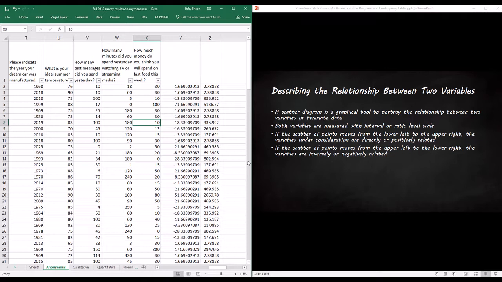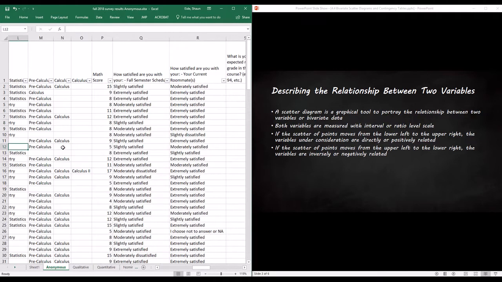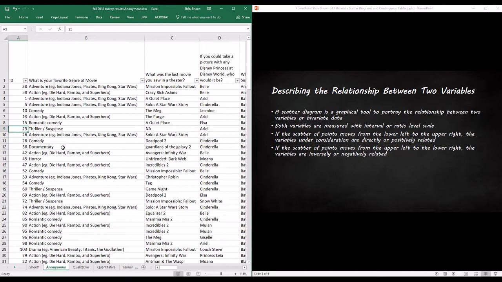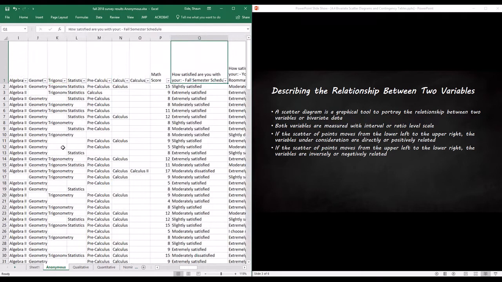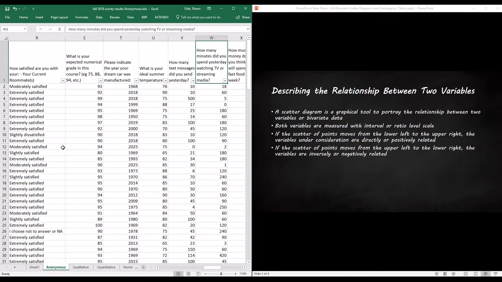But when you're looking at bivariate data, you're looking at two variables that are varying, and they have a relationship with each other. So in order to do a bivariate scatter plot, both variables have to be measured with interval or ratio level scales. In other words, both variables have to be quantitative. You cannot use a qualitative variable. For instance, you cannot use what is your favorite genre of movie and have a bivariate scatter plot with how many minutes did you spend yesterday watching TV or streaming media. That would not be a bivariate scatter plot.